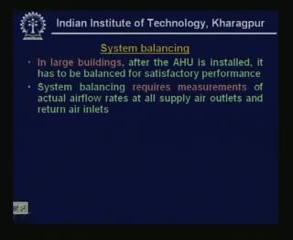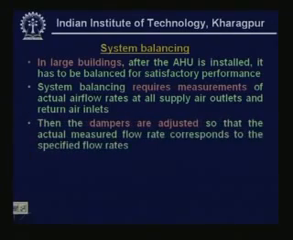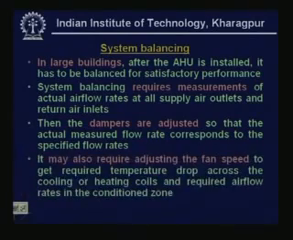System balancing requires measurements of actual flow rates at all supply air outlets and return air inlets. So, you have to carry out elaborate measurements of air flow rates at all air outlets and inlets. Then the dampers have to be adjusted so that the actual measured flow rate corresponds to the specified flow rates. And sometimes as a part of system balancing, it may also require adjusting the fan speed to get the required temperature drop across the cooling or heating coils and required air flow rates in the conditioned zone.